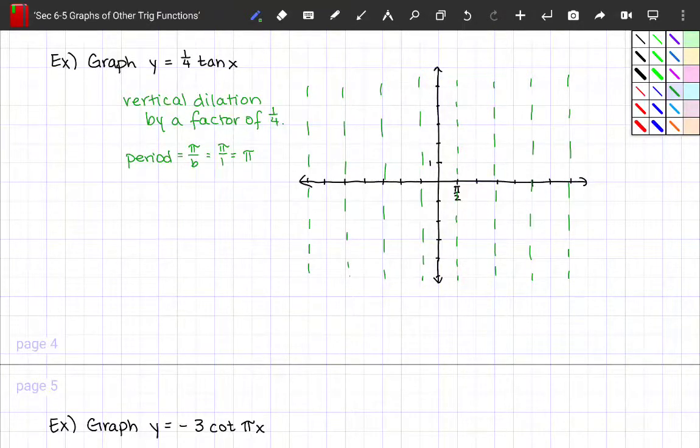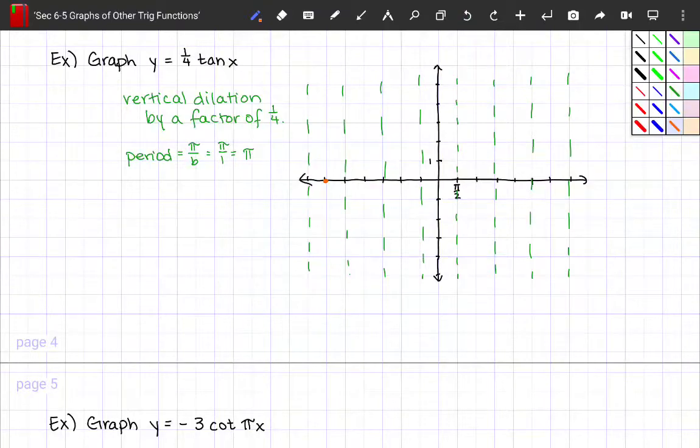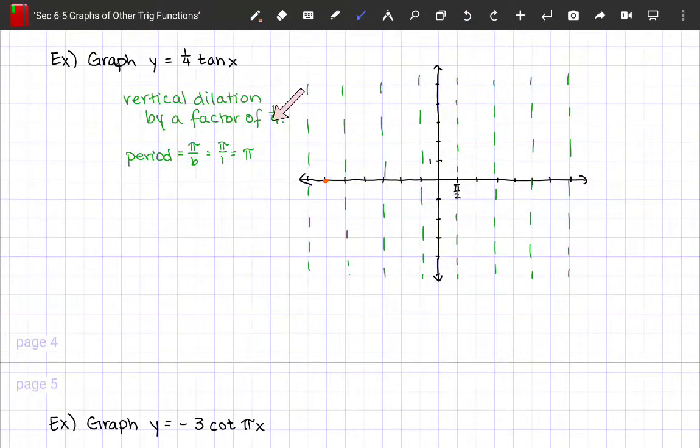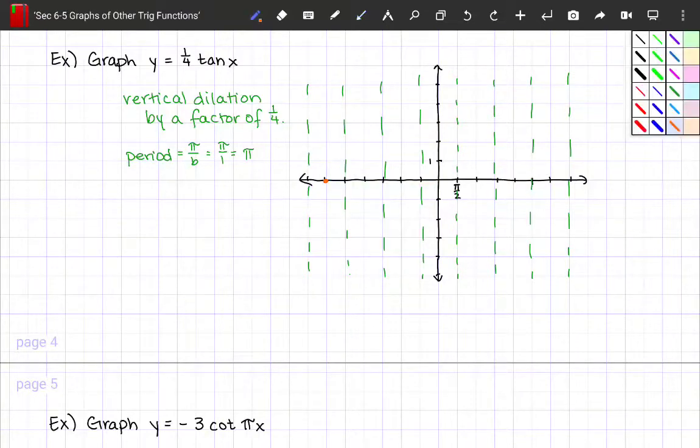And now when I put my points in between, here's how I like to do it. Halfway in between the asymptotes, I'm going to be 0. And then normally I'd be at -1 and 1. But remember, I have a vertical dilation by a factor of 1/4. So instead of being at -1 and +1, I'm going to be at -1/4 and +1/4. So I'm going to be here and here. Negative 1/4, 0, positive 1/4, negative 1/4, 0, positive 1/4.